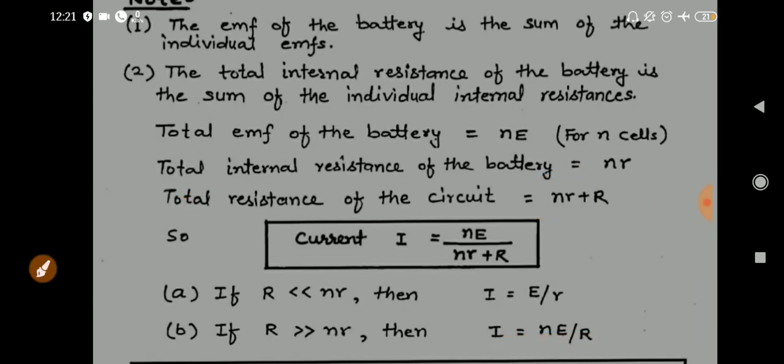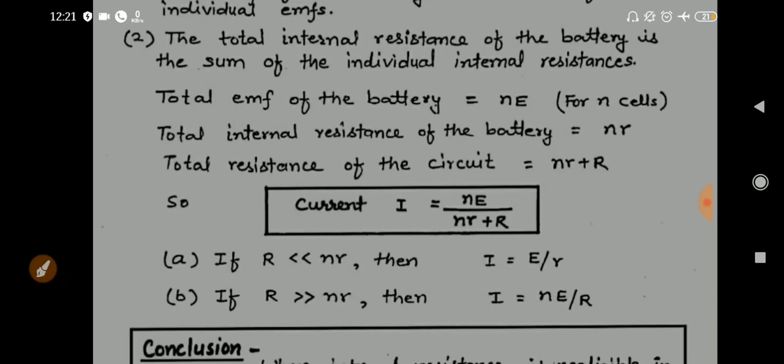By using Ohm's law, we can find the current through the circuit, I, is equal to EMF E by resistance R. In this case, total EMF is NE and total resistance is Nr plus R. So current through the circuit I is equal to NE by Nr plus R. This is the effective current flowing through the circuit in series combination of cells.